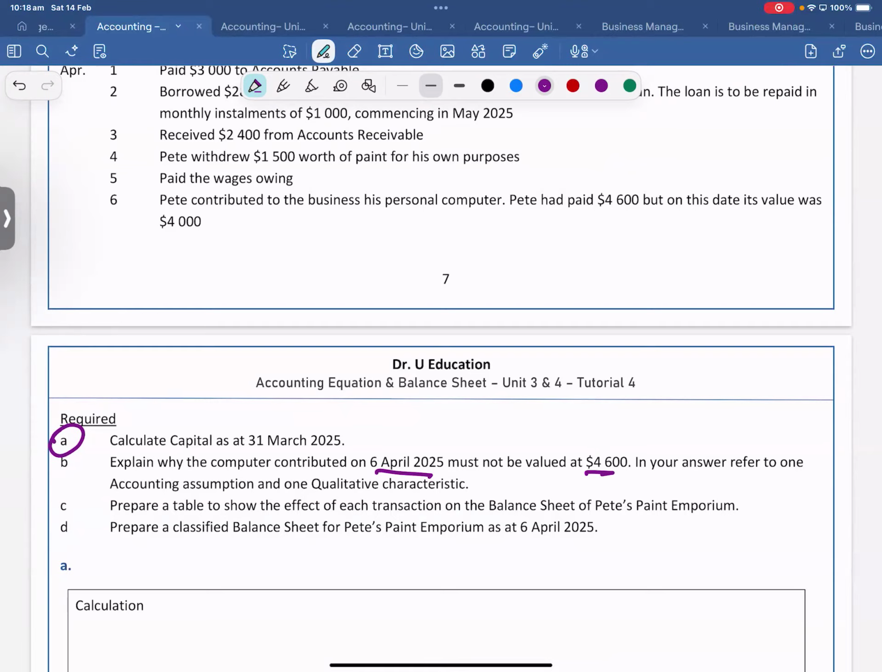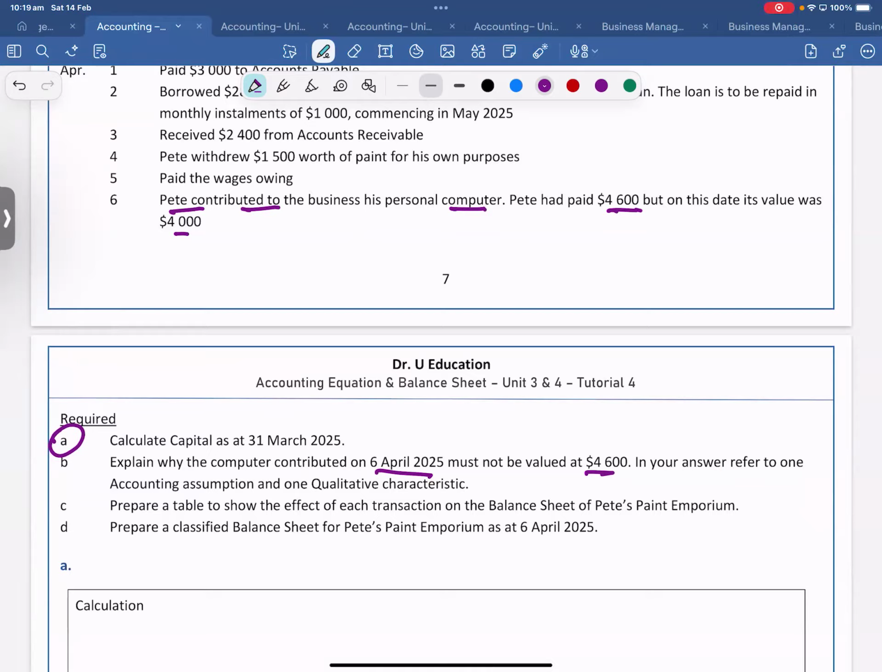See, Peter contributed his computer that he had purchased for 4600, but right now it is 4000. So in accounting at least, what value would we record? Do you know? Most recent value, which is 4000. Why? Because it's the value.